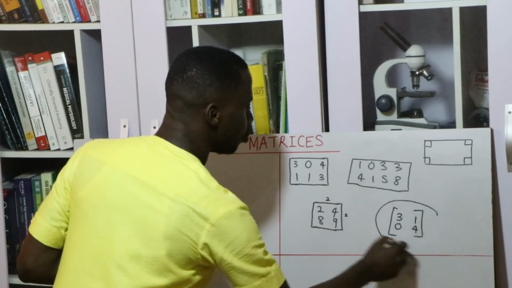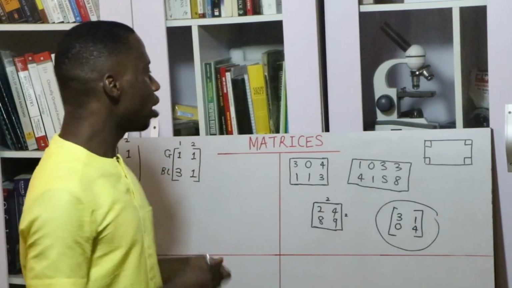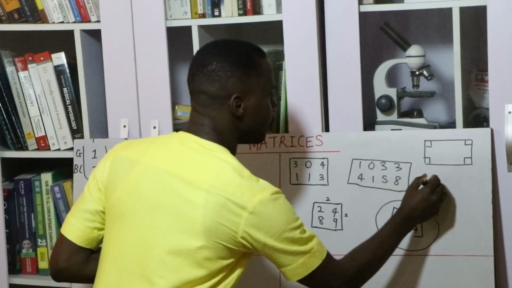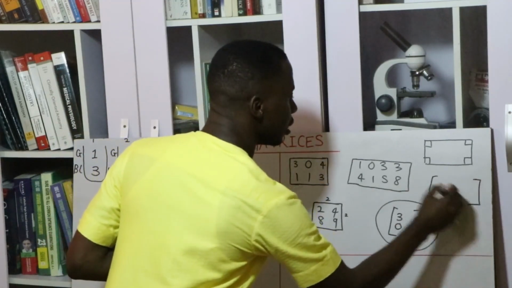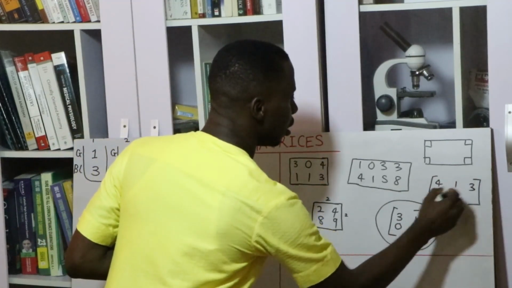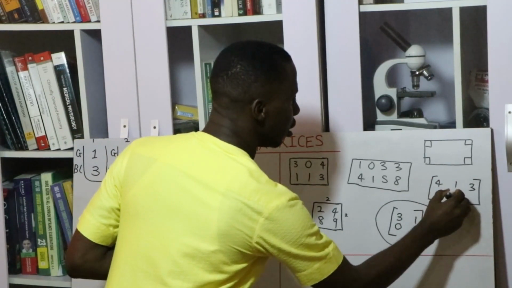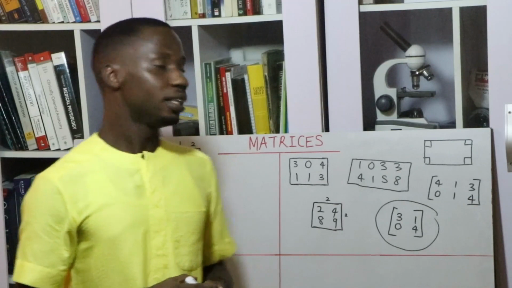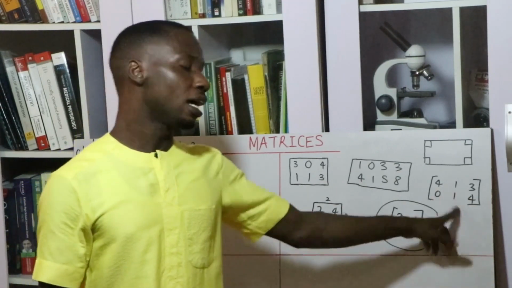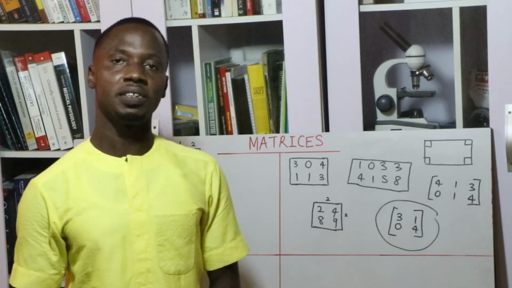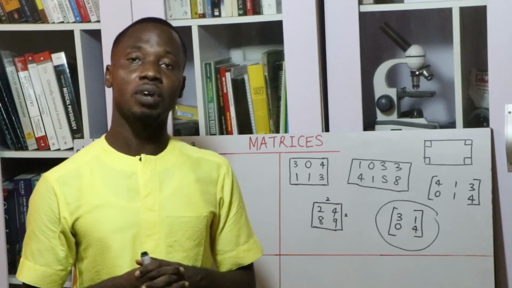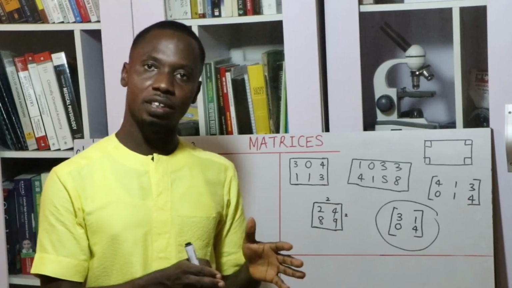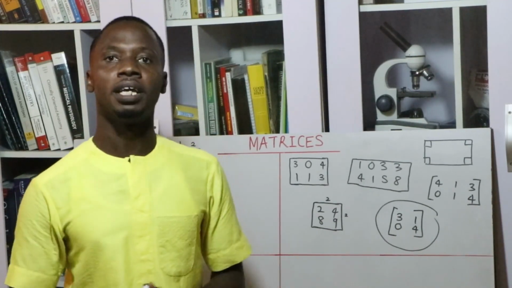3, 1, 0, 4. This is a square matrix. While this matrix I'm about to write is not a square matrix. This is a square matrix and this is not a square matrix. It is very important you are able to identify which one is a square matrix and which one is not a square matrix.